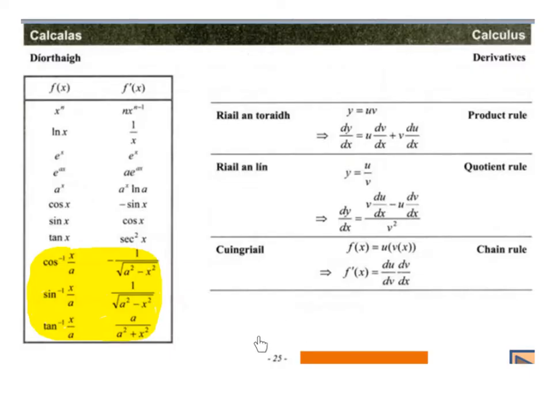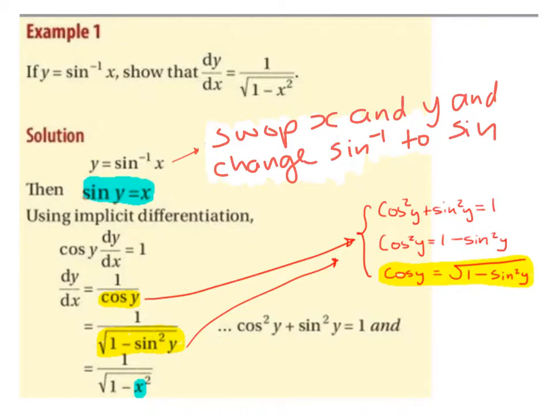So here we have page 25 of our formula book, and here we can see our 3 inverse trig formulas. So we have our function on the left and our derivative on the right. If y equals the inverse function of sine of x, show that dy/dx is equal to 1 over root 1 minus x squared.